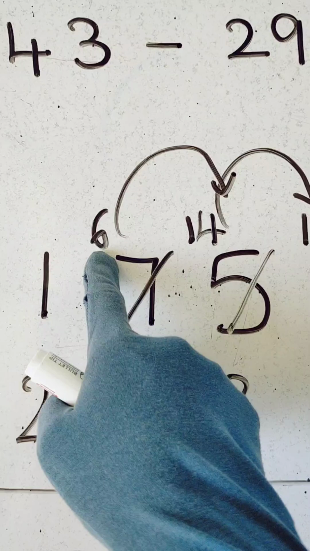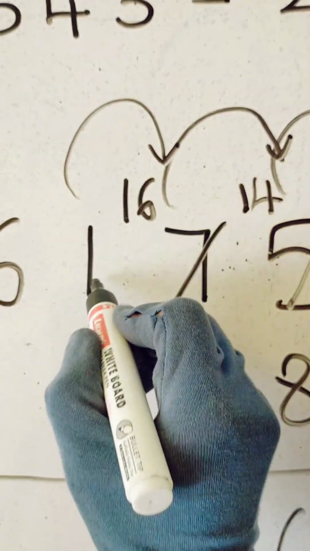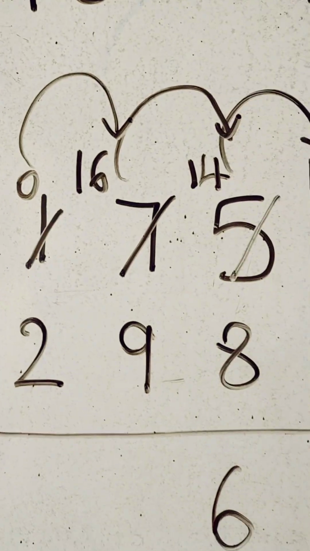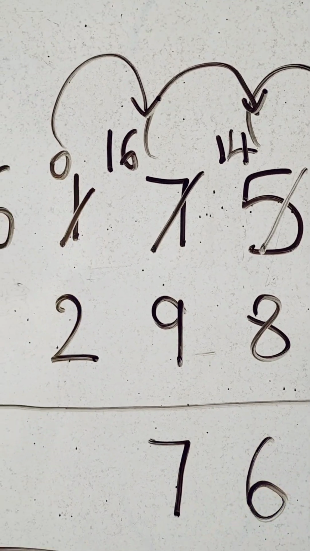Then from 6, can you subtract 9? No, because 6 is smaller, 9 is bigger. So again you will borrow. Yes, 6 will become 16, 1 will become 0. So from 16, if you minus 9, how much will remain? 7.